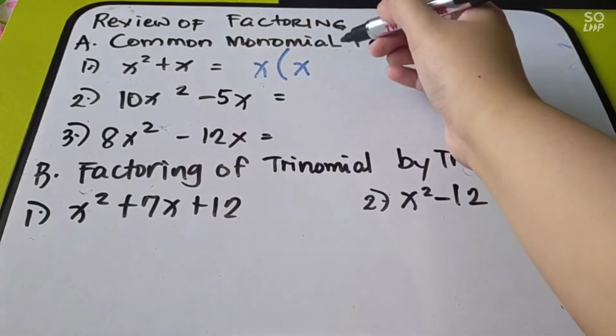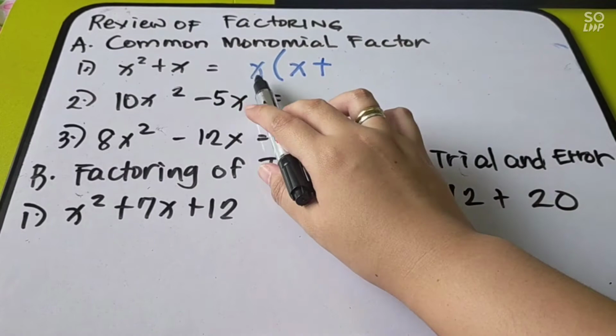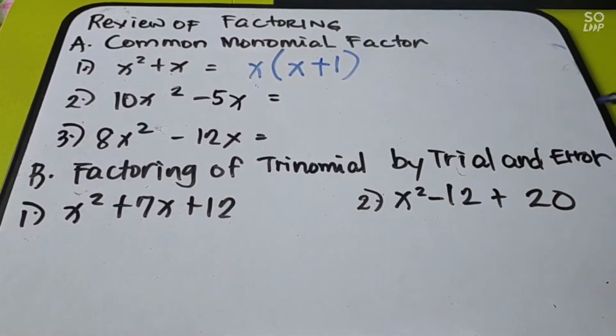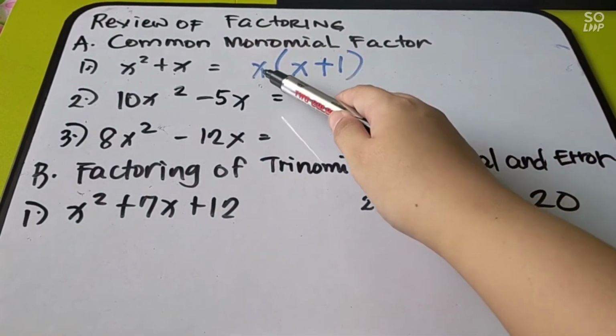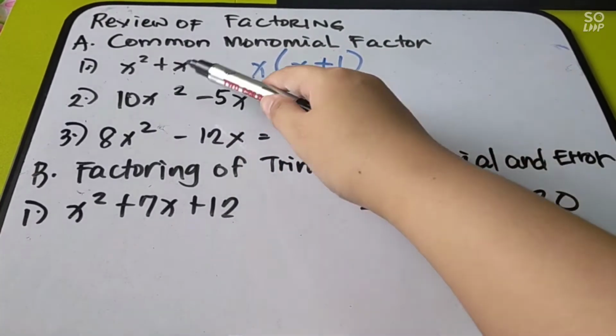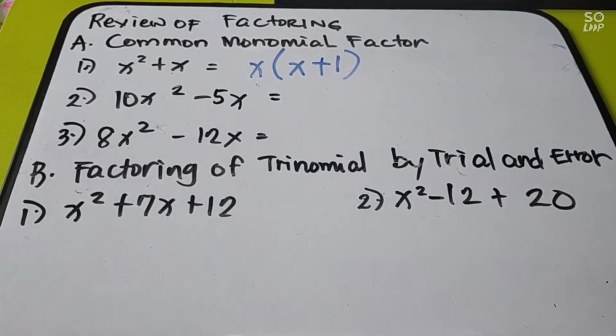Then, just copy the sign. We have here plus. Then, x divided by x. A number divided by itself, the answer is 1, diba? So, since x divided by x, the answer is 1. We're done. If you are going to check, just distribute x times x, x squared, x times 1, we have x. So, your factor is correct. So, ganun lang kasimple ang common monomial factor.